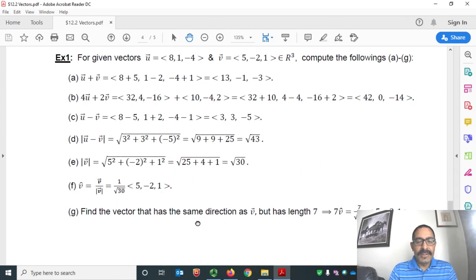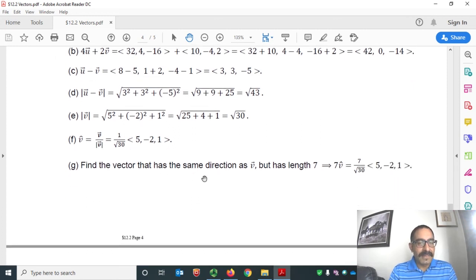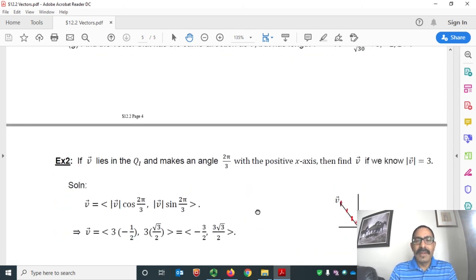Similarly, part G, find the vector that has the same direction as the v vector but has length 7. I hope this question makes sense to you all. Find the vector that has the same direction as v. So obviously we pick the unit vector following v, and we need the magnitude 7, so multiply the unit vector by 7, that is, 7 times the v unit vector. It turns out to be the required vector for part G. Great. Let's move on.